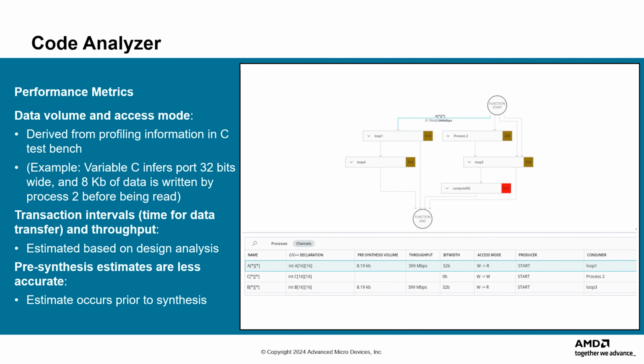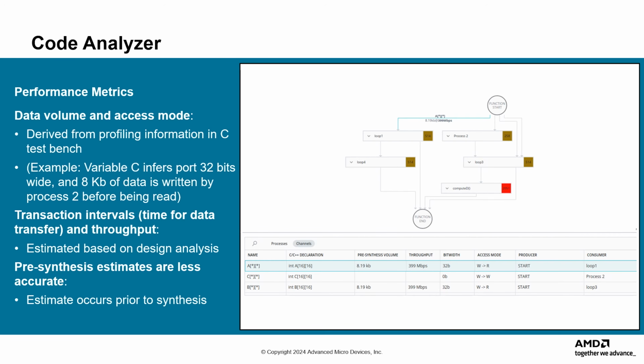Performance metrics such as the volume of data, transaction intervals, and throughput are determined by Code Analyzer. The volume and access mode of data can be determined from the C test bench based on profiling information. For example, the tool can determine that variable C infers a port 32 bits wide and 8 kilobits of data is written by process 2 before being read.